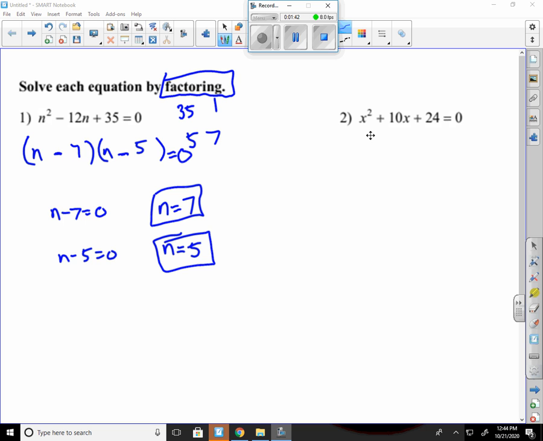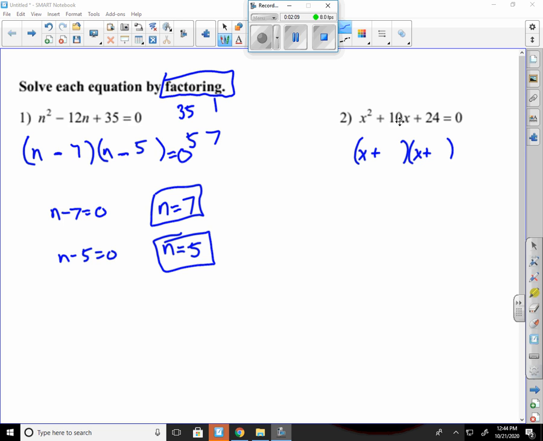On to the next. x squared plus 10x plus 24 equals 0. I can't take anything out right away, so I've got to factor. This becomes an x and an x. What multiplies to give me 24? Since these are both plus signs, I know that this is a plus and this is a plus. What multiplies to give me 24? There's 8 and 3, 4 and 6, 24 and 1, 12 and 2.